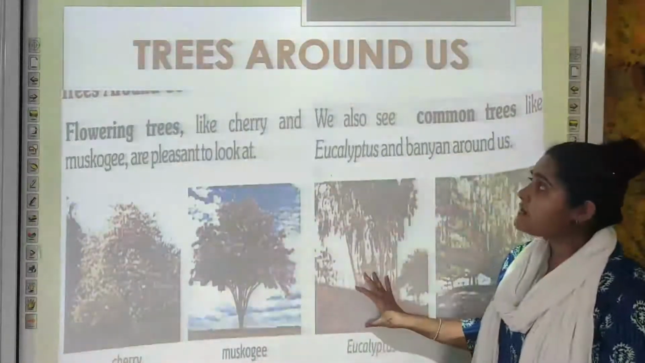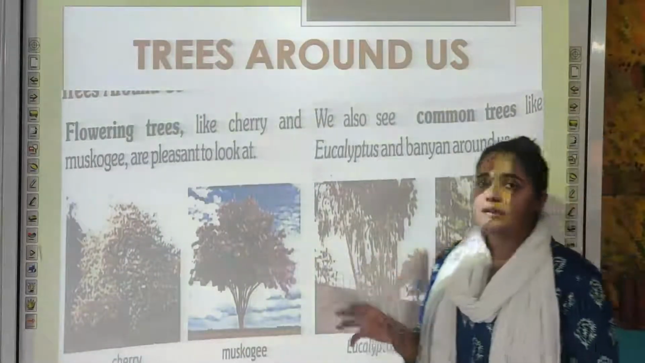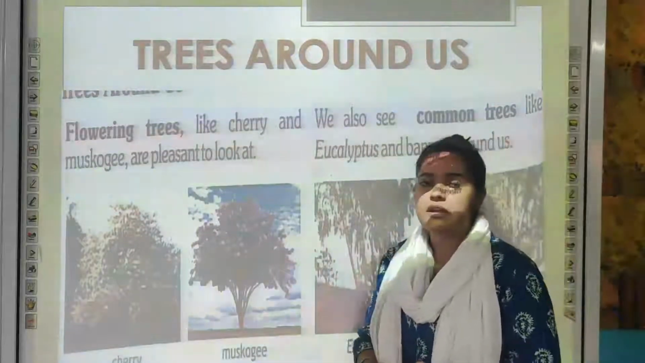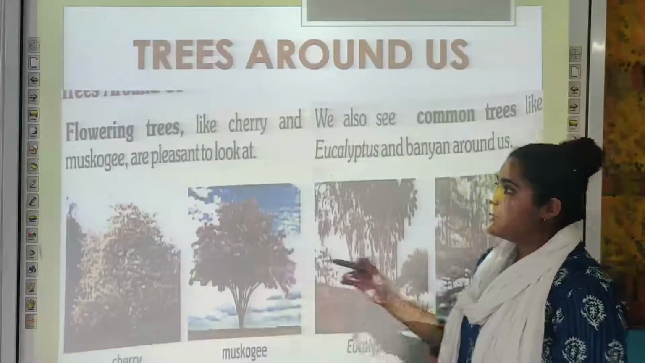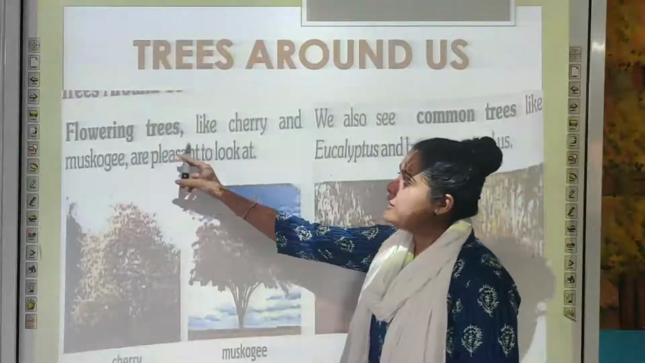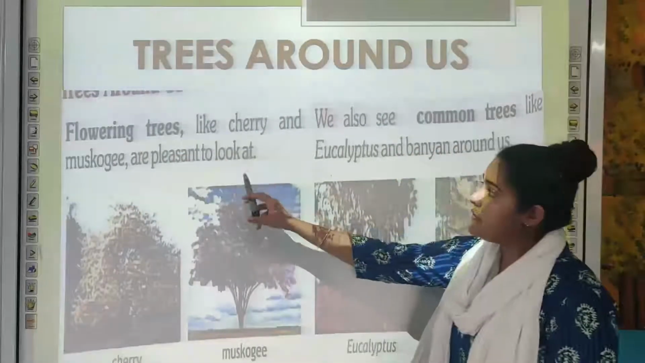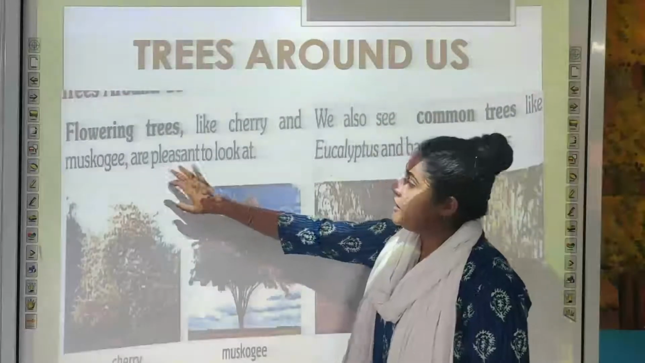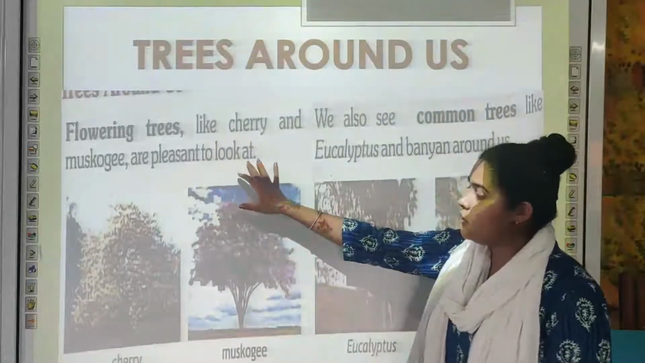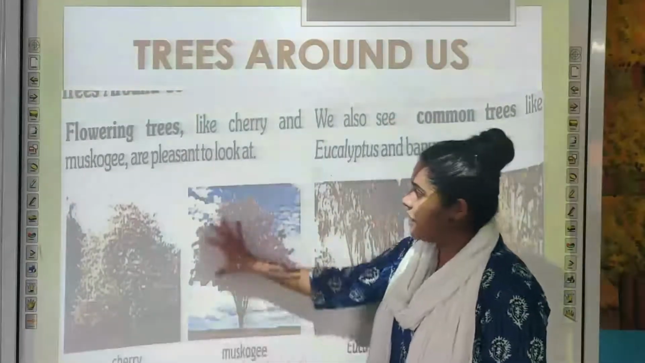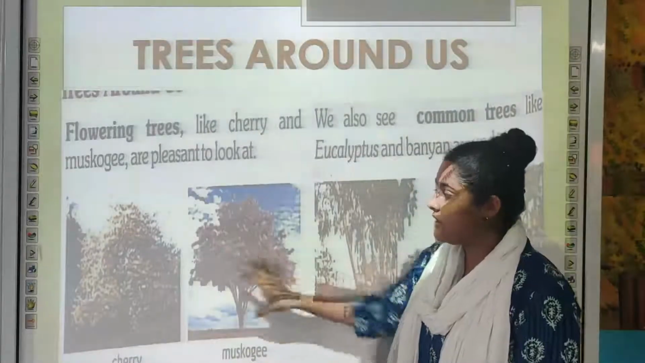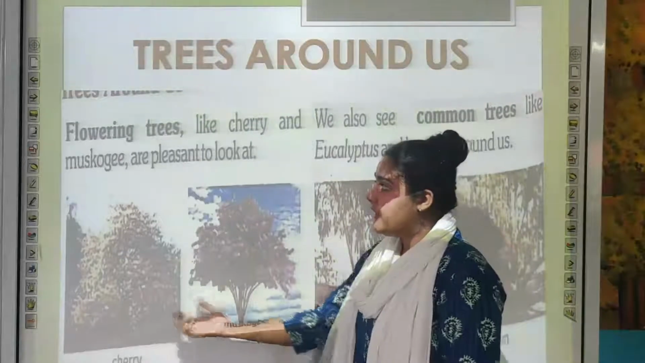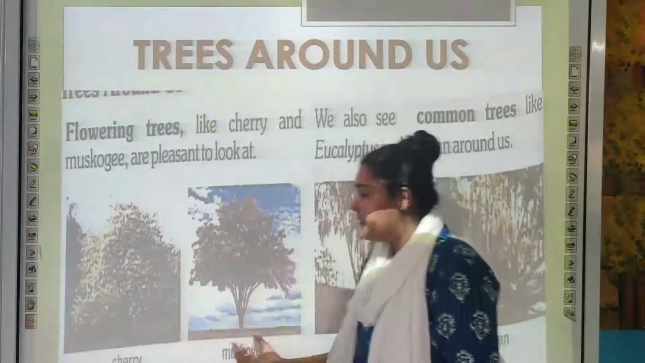So next topic is the trees around us. As you are aware, there are different types of trees which you see. There are flowering trees, then there are common trees. So let us discuss the first one, your flowering tree. Examples of flowering trees are your cherry and your muskotji. These are very pleasant to look at. Because they have a lot of flowers, the whole tree is covered with flowers. So these are well known as the flowering trees.